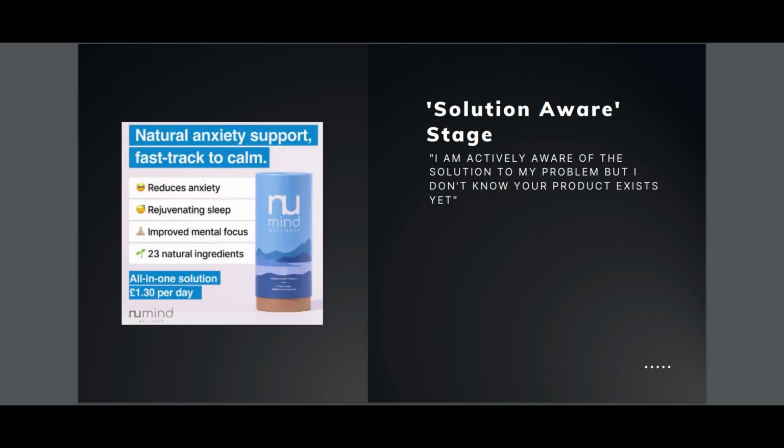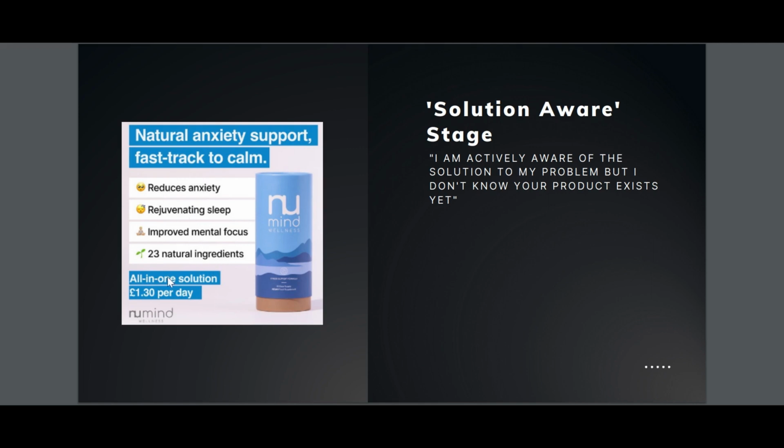Next stage, solution aware stage. Now this is where the consumer is actively aware of the solution to their problem, but they just don't know your product exists yet. For example, this one right here. This ad, you can see natural anxiety support, fast track to calm. They're identifying the solution the consumer is looking for and linking it to their product. For example, you see here, reduce anxiety, rejuvenating sleep, improve mental focus, and it has 23 natural ingredients.